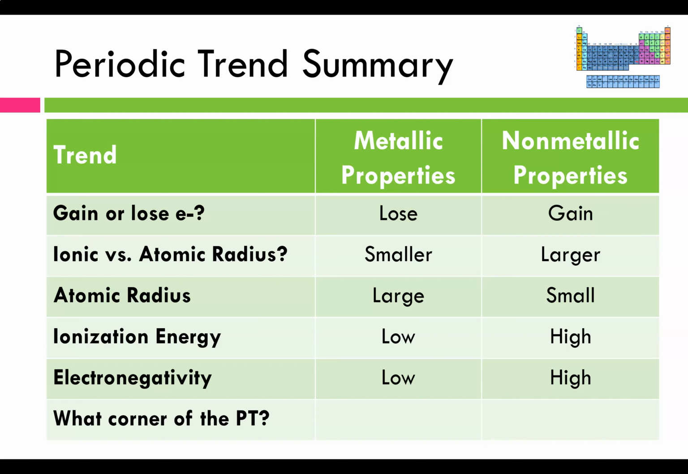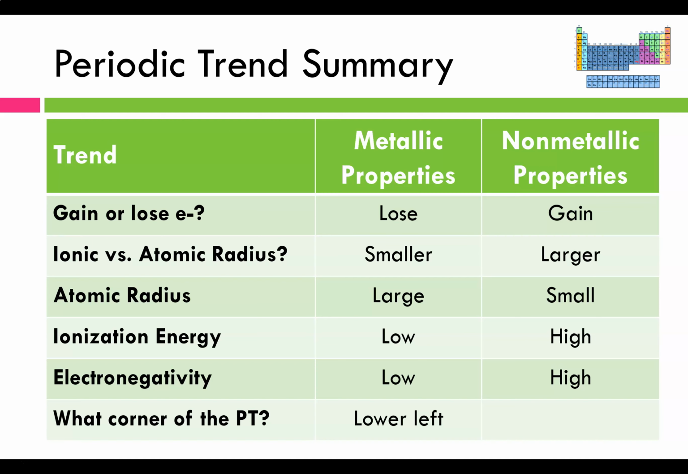If I wanted to find the quintessential metal, so really, really big with low ionization energy and low electronegativity, what corner of the periodic table should I be looking in? Hopefully you're thinking the lower left. In the lower left, we've got cesium and francium. Francium is super rare, so cesium might be a more practical example, but that's the most metallic behavior we can see. Huge atom with very low ionization energy and electronegativity.